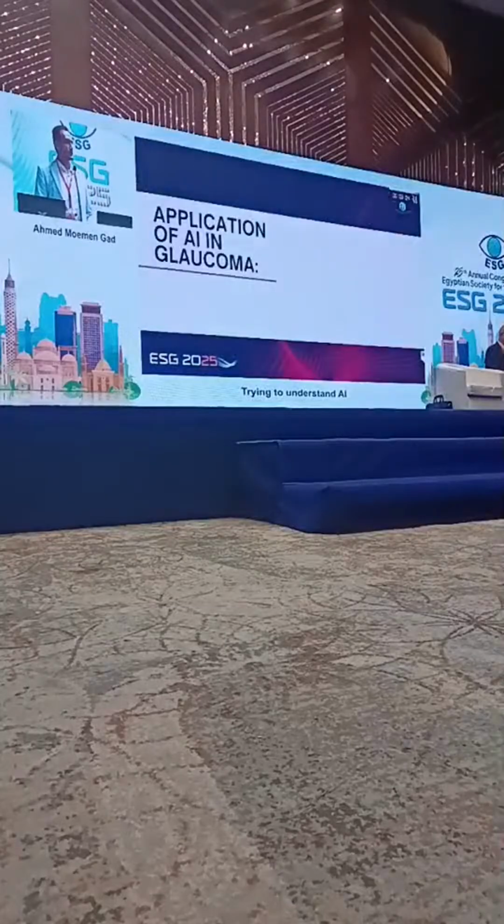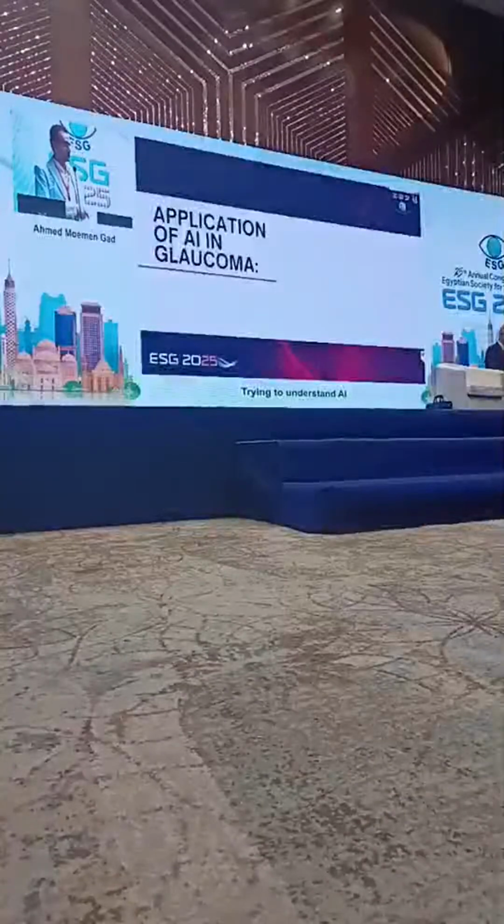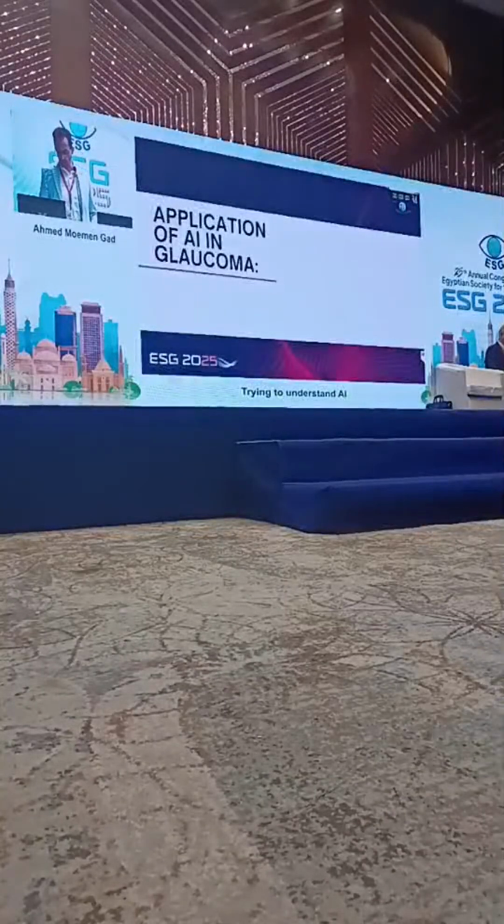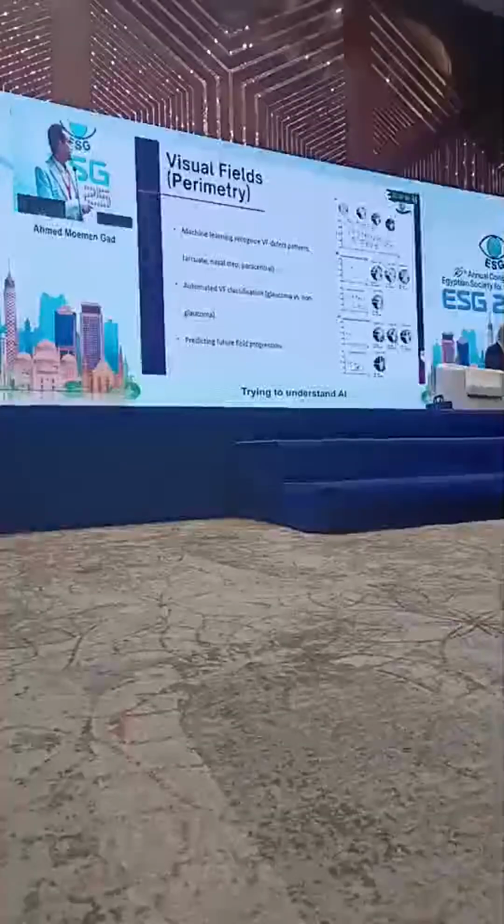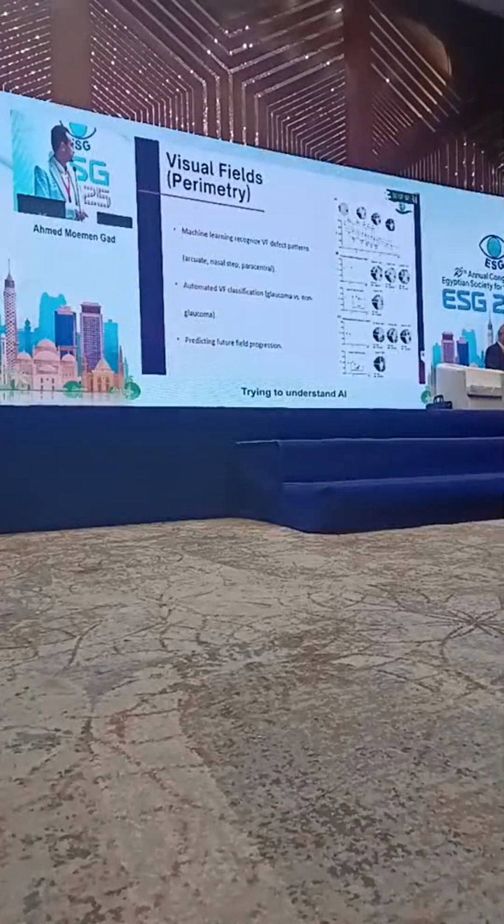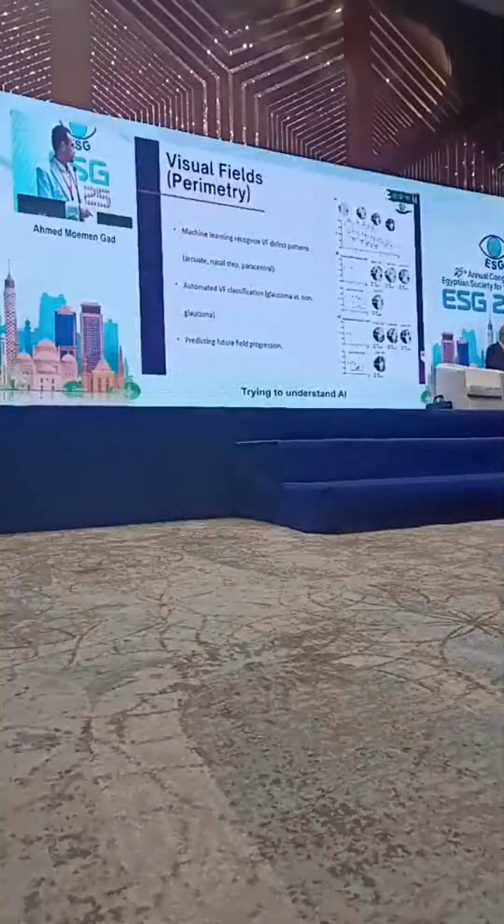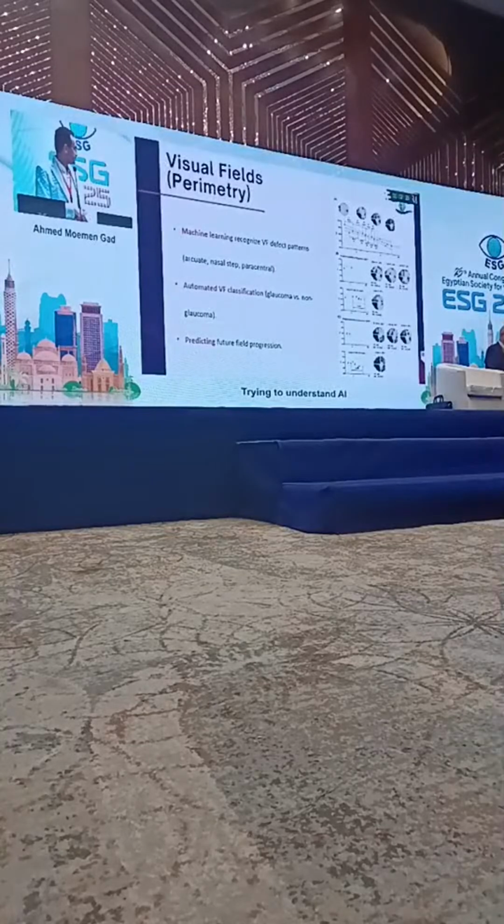So what are the applications of what we have said in our life as glaucoma specialists? First of all, as all my professors said before, in the field of vision or perimetry, machine learning can recognize visual field defects. We can do automated visual field classification, either glaucoma or non-glaucoma. Also, we can predict future field progression.